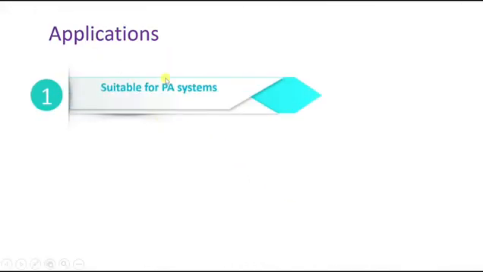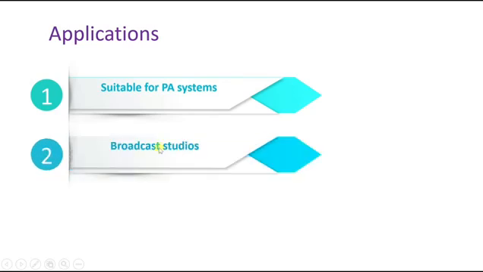Now see applications. We can use this moving coil microphone for public address systems. We can use it for PA system. This is a very famous application of the moving coil microphone. And we can use it for broadcast studios. So these are the basic applications of the moving coil microphone.